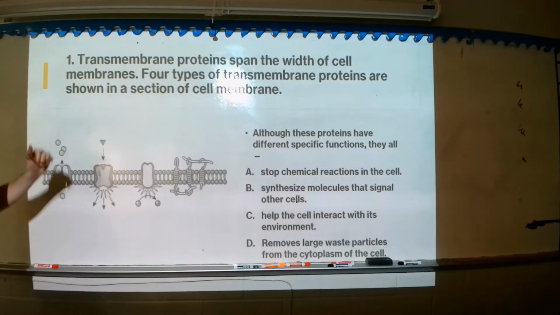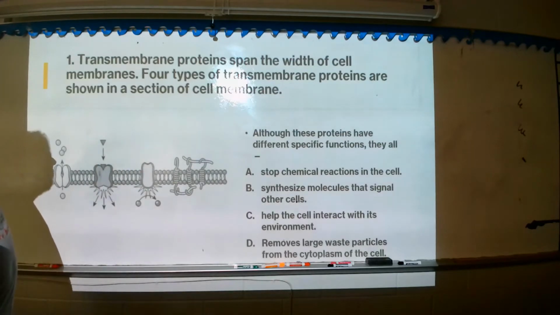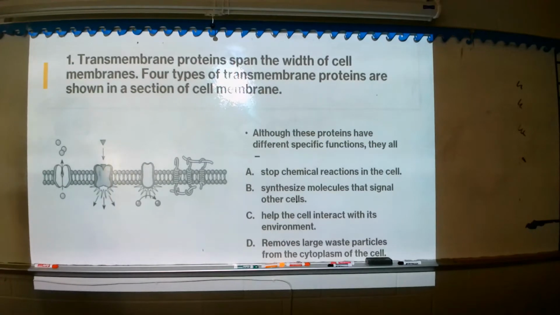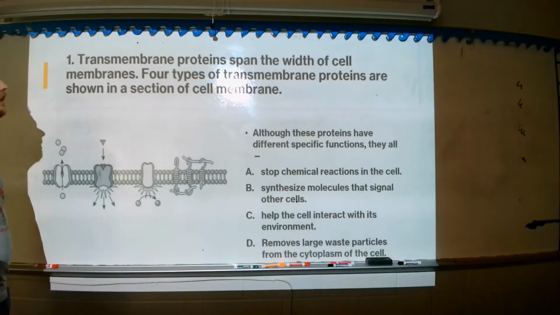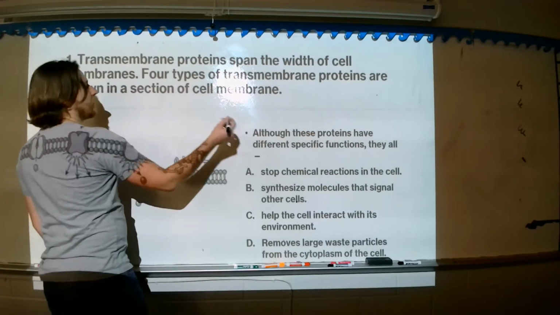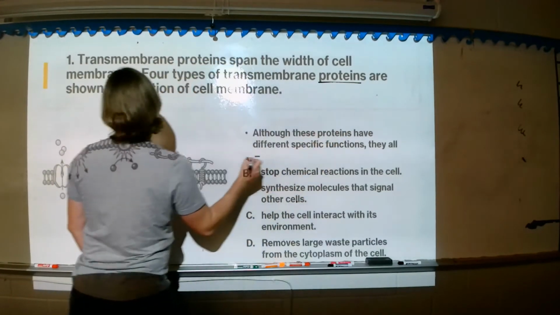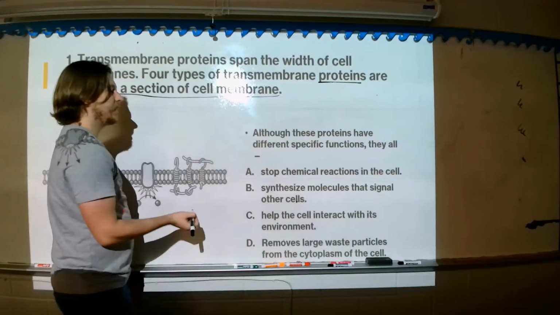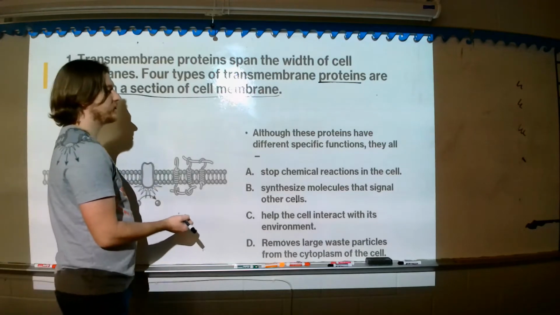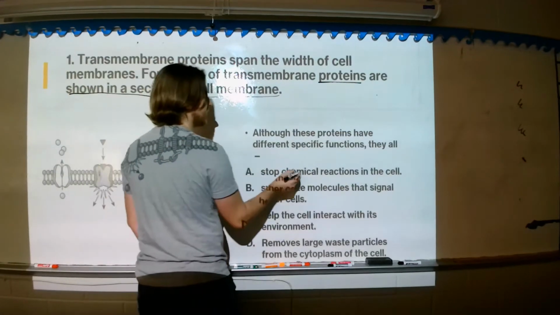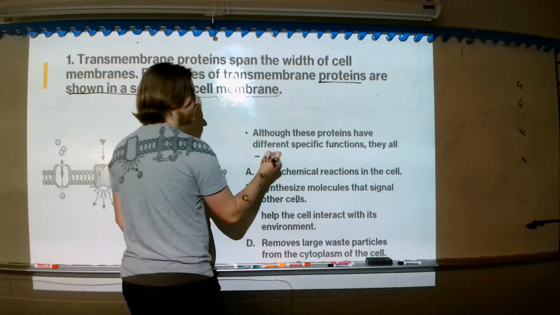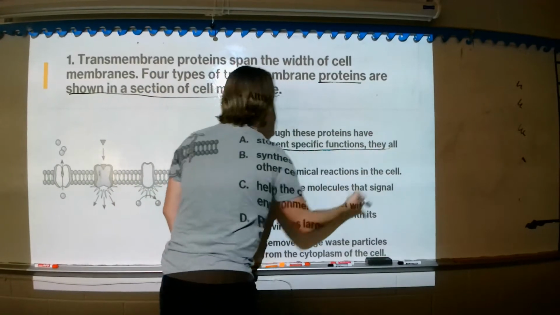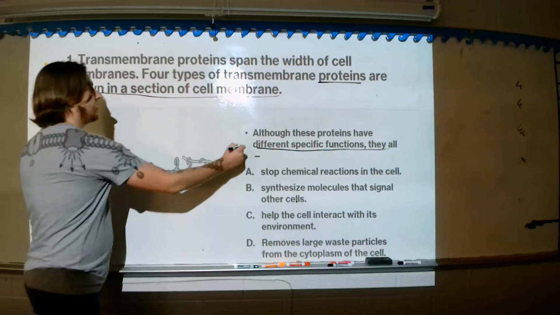So, number one says, transmembrane proteins span the width of the cell membrane. Four types of transmembrane proteins are shown in a section of the cell membrane. So, we're looking at proteins shown in a cell membrane. And then it asks us, although these proteins have different specific functions, they all... So they are different, but do what? So let's look at these really quick.